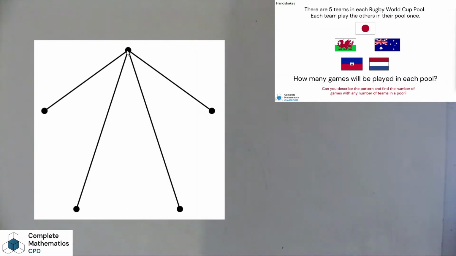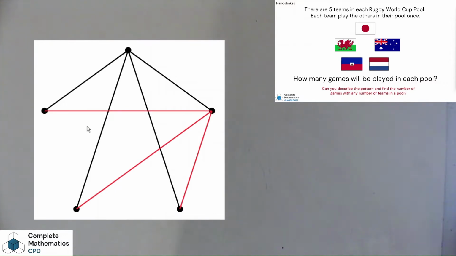Now moving round, and we'll go around in a clockwise manner, this second team has already played the first team, so we're not going to add that one, but they still need to play the third, fourth, and the fifth team. So that adds another 3 to the total. Going round again, this third team has already played the first and second, so they just need to play the fourth and the fifth team. And then the fourth team has already played the first, second, and third, so they just need to play the fifth. And by the time we get round to the fifth team, they're already connected to each of the other teams, so we don't need to add any more to their total.